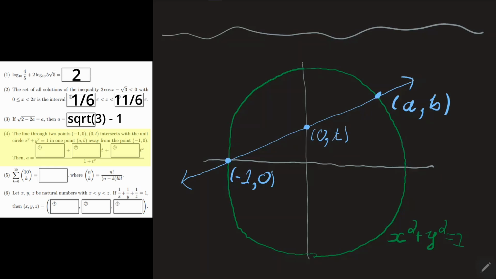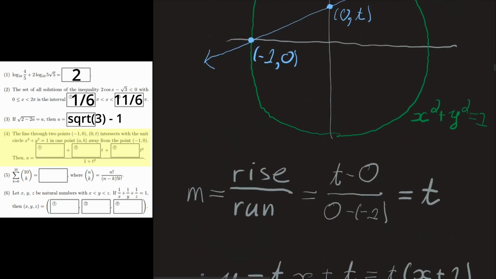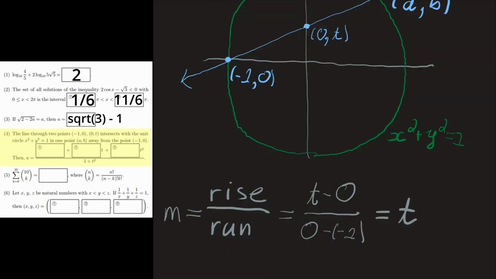So to start, we can find the slope of this line using rise over run. So rise between the 2 points, -1, 0 and 0, t, is t minus 0. And the run is 0 minus -1. And that just equals to t. So we know the slope of this line is equal to t.